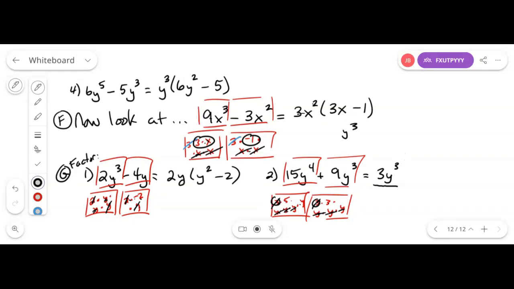So 3y cubed is what comes out, because there is a 3 in both boxes, and there is a y cubed in both boxes. The stuff that's left, and because that's a positive 3, it's plus 3. 3y cubed times 5y is 15y to the fourth. 3y cubed times 3 is 9y to the third.